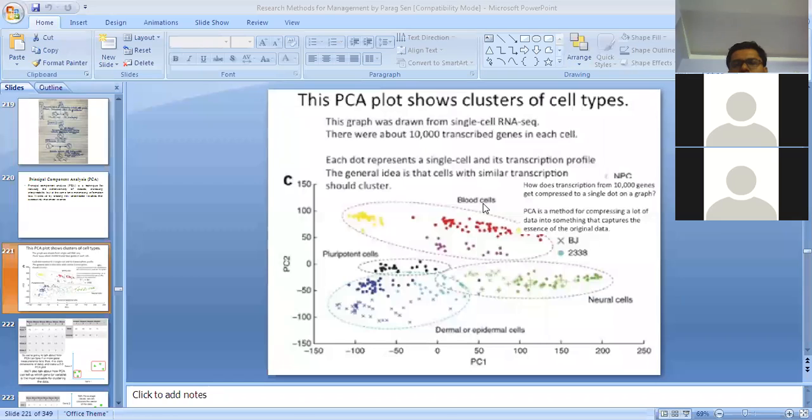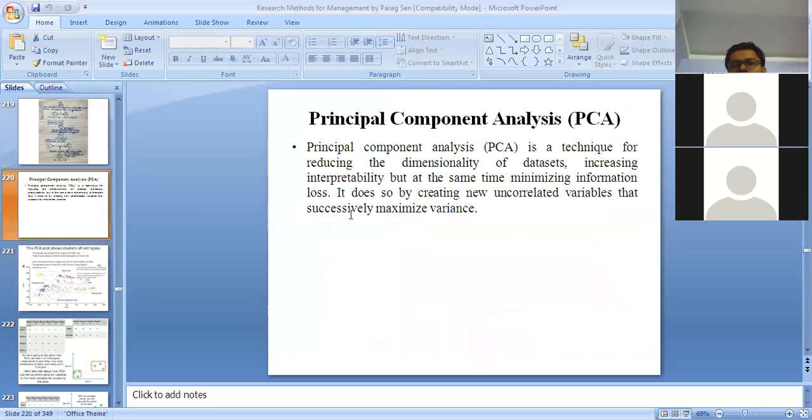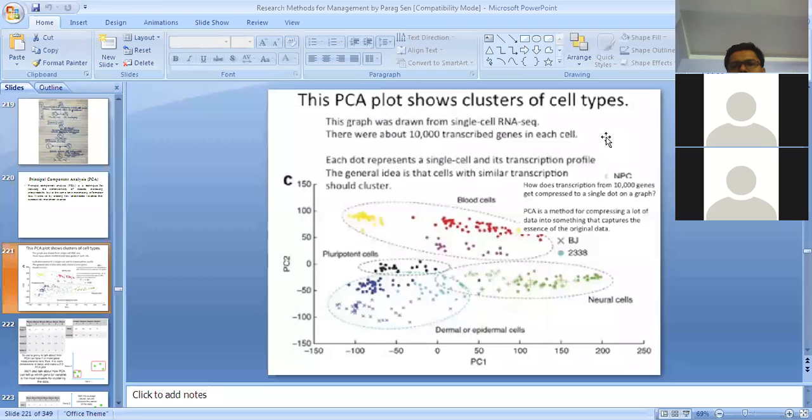Okay, so that is possible through principal component analysis. Basically, the objective of principal component analysis, or PCA, is to reduce the amount of data to some meaningful one. It can reduce the dimensionality of the data set, increasing the interpretability, but at the same time it should minimize the information loss. So this is the general idea of principal component analysis.